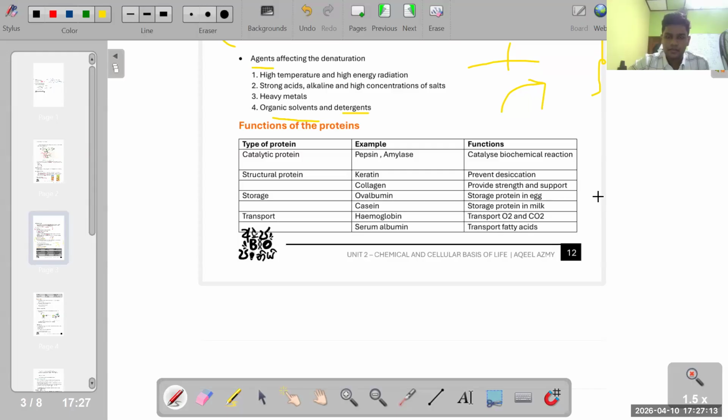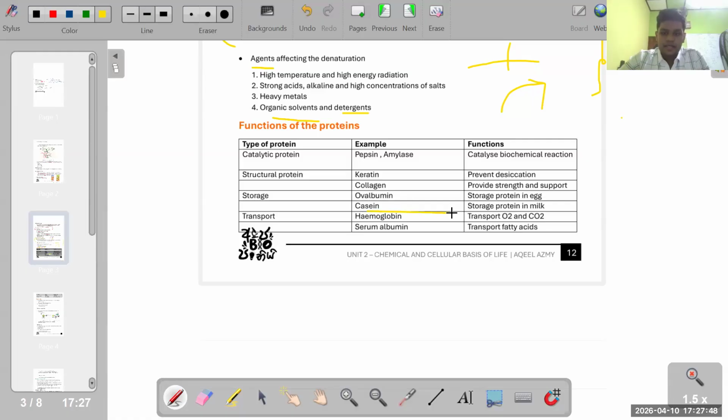Is that clear? Is that clear? So I can move. Yes, right? Okay, very good.